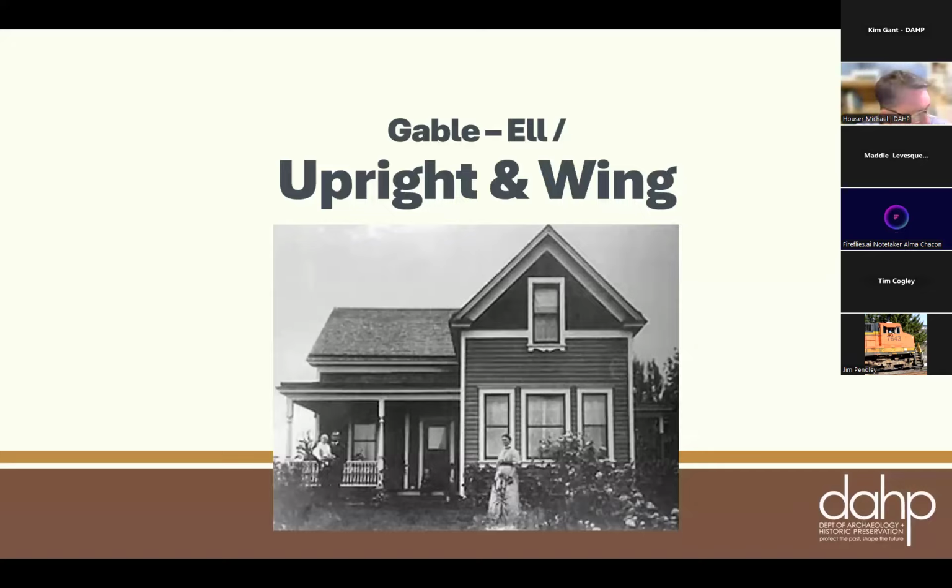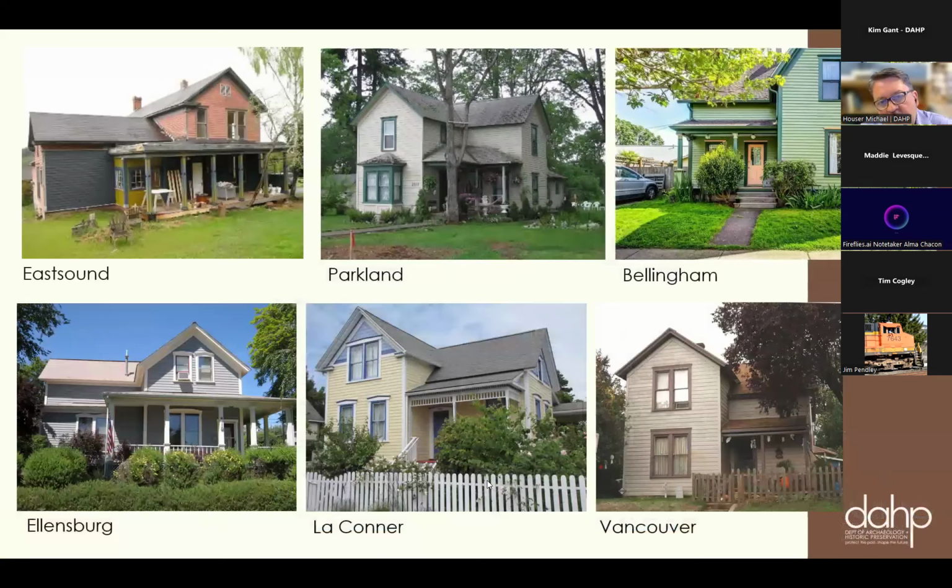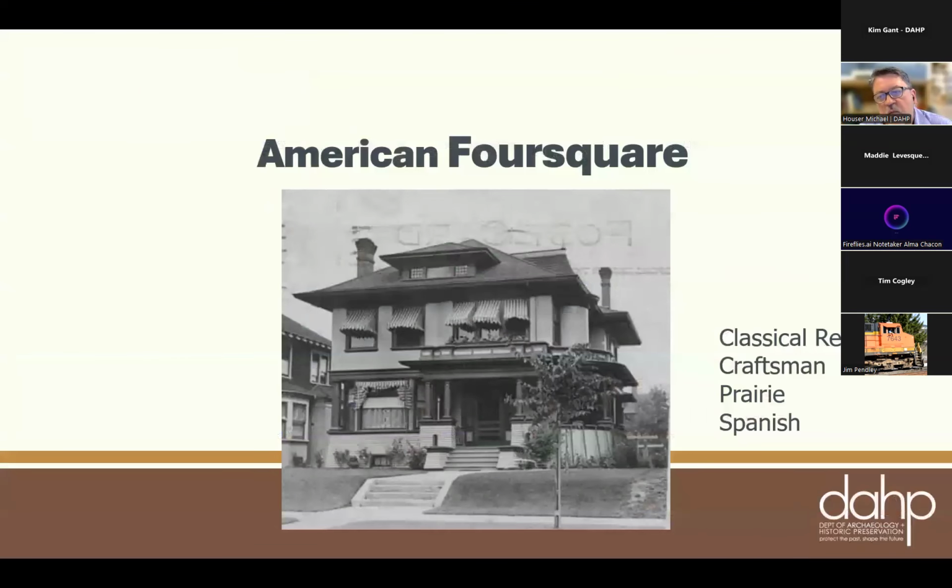Here's another little version called the upright and wing. These are basically, if we looked at them in plan, or the gabled L, an L-shape building. Often they have their entranceways within the L on the lower subservient portion, like this one in Vancouver and LaConner and Bellingham. Some of the others might have that in the taller version. So little L shapes, a gabled L. Pretty fun to find. We can see different architectural styles applied to these as well. So easy to find and spot as well.